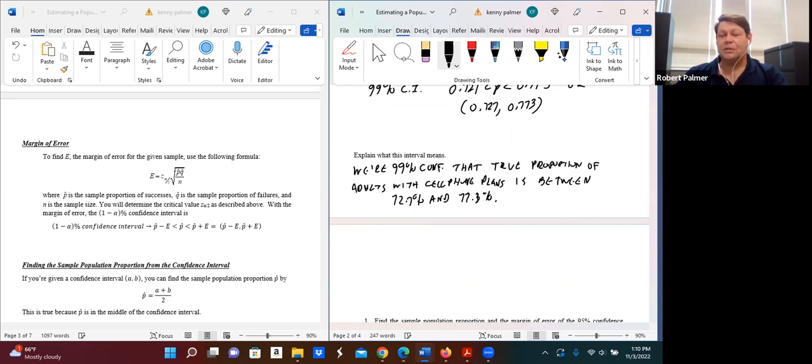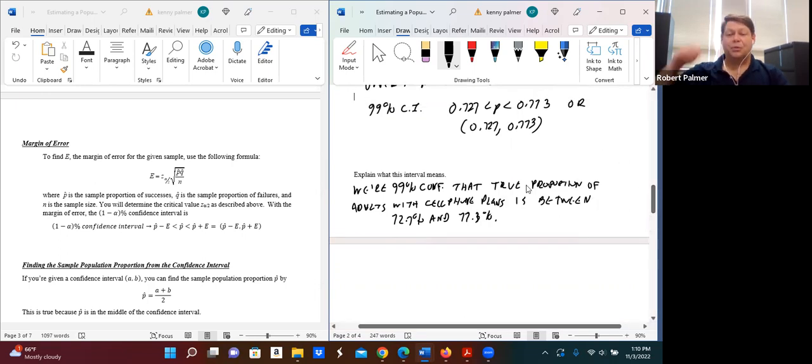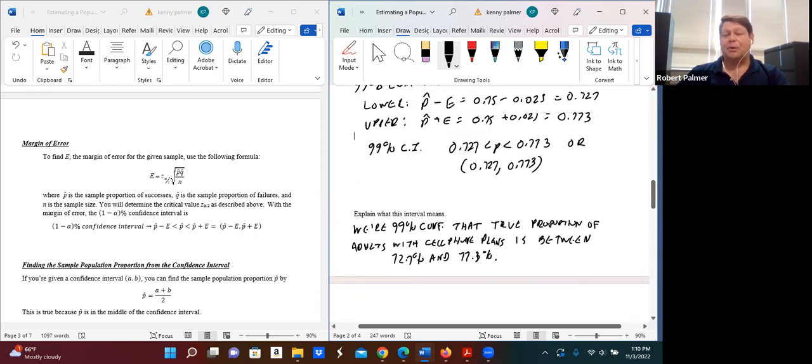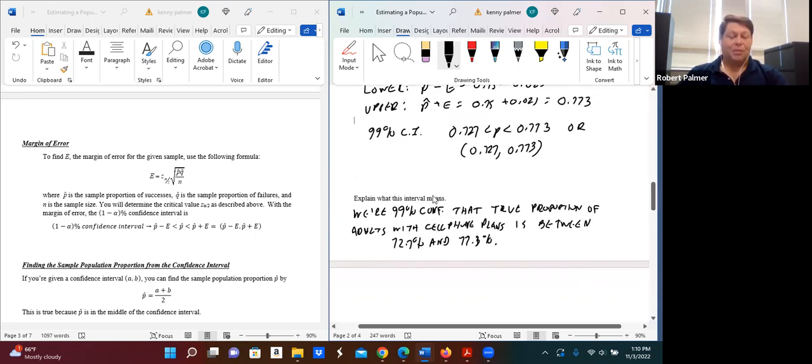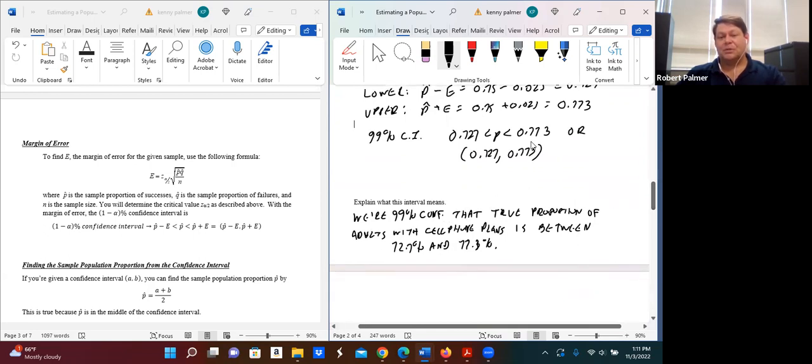Okay, so based on this, statistically, we're 99% confident that the true proportion of adults with cell phone plans is between 72.7% and 77.3%, with our point estimate, which was our sample proportion, 75%, being right in the middle. Now once again, this is only based on statistics, so there could be other sources of error that we're not accounting for with this, and that effectively would make a larger interval. Okay, but based on this, 99% confident, we're sure it's somewhere in this interval.